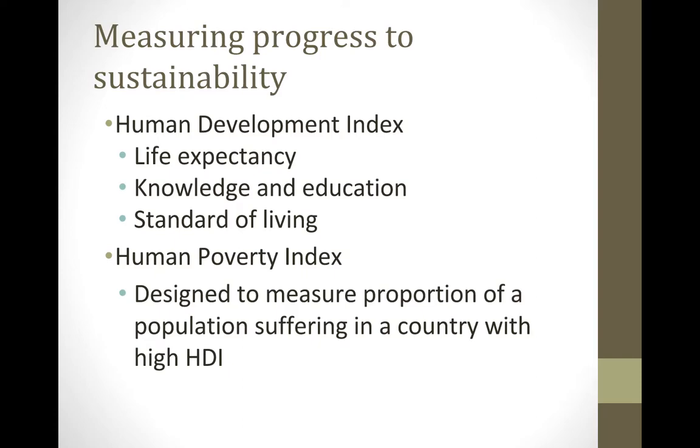It's basically designed to measure what proportion of a population is suffering in a country that has a high Human Development Index. So, for example, in the United States, we have a pretty high score on the Human Development Index, and the Human Poverty Index would measure what proportion of a population is not doing well in a country like ours. So the Poverty Index lets us know how much of our population in the U.S. is living in poverty, is living in conditions that would be considered substandard. So this doesn't apply to countries where everyone in the country is poor, the less developed countries. The Human Poverty Index really only applies to the more developed nations.